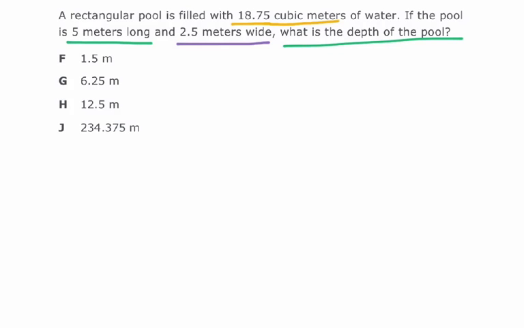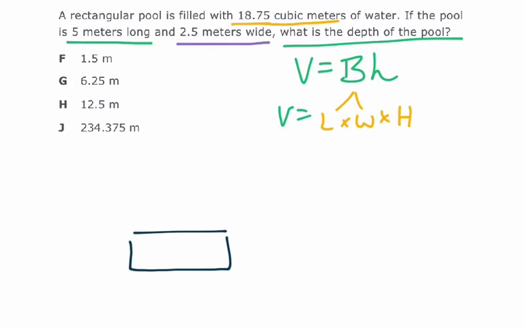What is the depth? So remember, rectangular prism volume is going to equal the base times the height, and remember the base is the length times the width, and then basically we multiply that by the height, and that's volume. So if we sketch this out, we basically just have a rectangular prism, this pool here, three-dimensional.